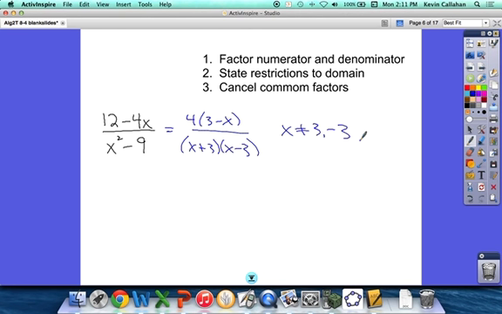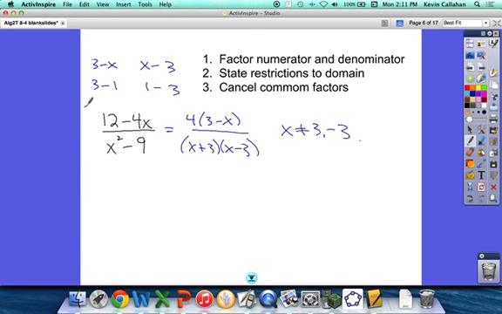Well, if I switch the order of it, it would be -x plus 3. But how does 3 minus x compare with x minus 3? For example, here's a specific example. What is 3 minus 1 compared with 1 minus 3? They're opposites of each other, right? When you switch the order of subtraction, you make them opposites.